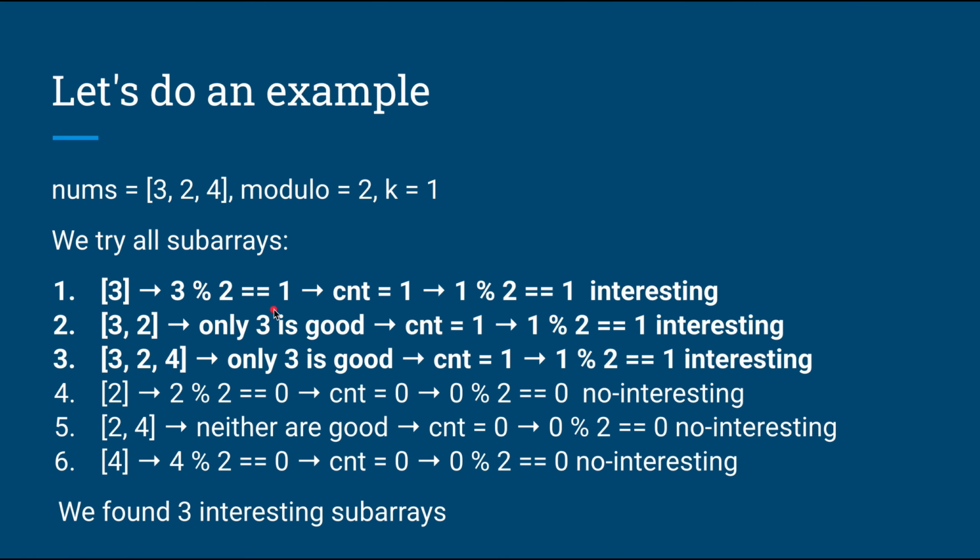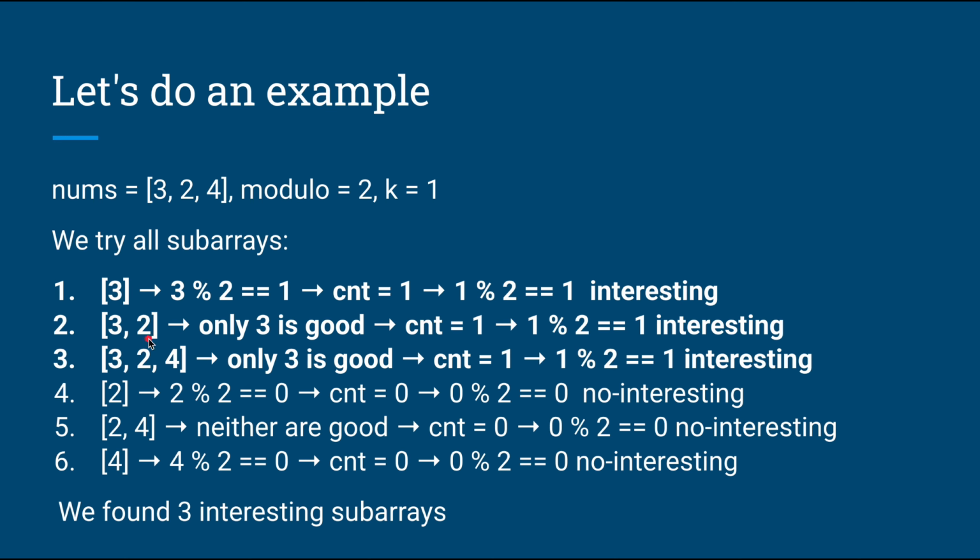This is just the mathematical terms, a simple modulo. So let's take the first example. For the subarray 3, we have taken 3 modulo 2, which is equal to 1. So the count is 1. Then we take 1 modulo 2, and it is coming 1. Perfect, so this is an interesting subarray.